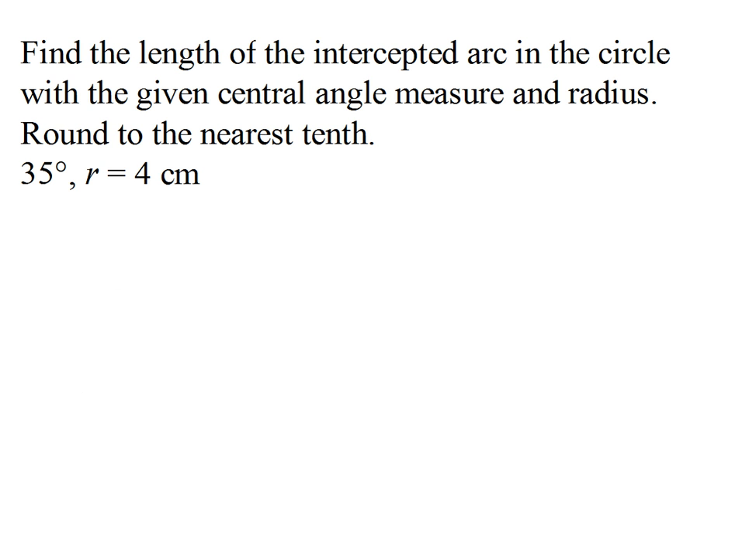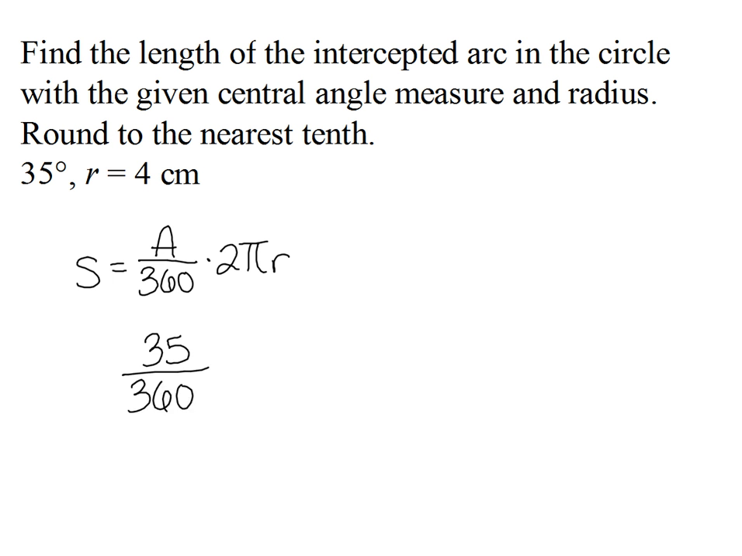So we need to find the length of the intercepted arc in a circle with the given central angle measure and the radius. Now remember, to find the arc length, we're just figuring out what part of the whole 360 and then how far around it would be. The whole way around a circle is 2 pi r, and we need to figure out what part of that whole circle we are covering. So our angle is 35 degrees. It's 35 out of the whole 360. And we're figuring out how far around it. So that's 2 pi times the radius.